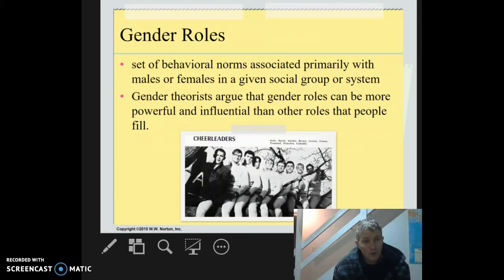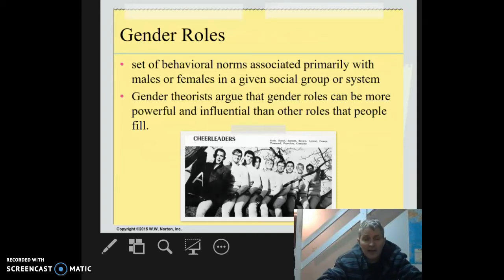Gender roles, of course, these are sets of behavioral norms associated primarily with males or females in a given social group or system. As mentioned previously, we talked about as soon as a baby is born, we start socializing him or her into specific roles. In your mind, what were those roles in your own family? Take a moment and think about, how was I socialized to either be a girl or a boy?